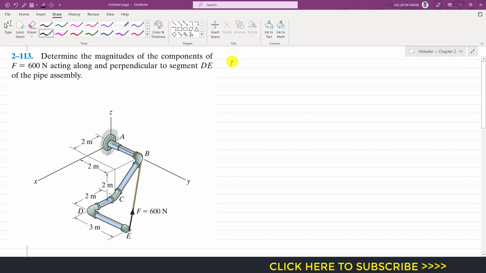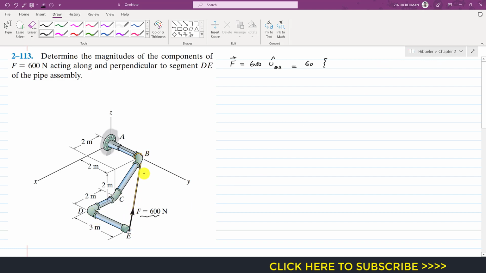The Cartesian vector representation of force F will be equal to its magnitude times the unit vector from E to B, since the force is acting from E to B, and the magnitude of the force is given, which is 600. So I will write 600 multiplied by the unit vector from E to B. We can find the unit vector by moving from E along the x, y and z axes until we reach point B.